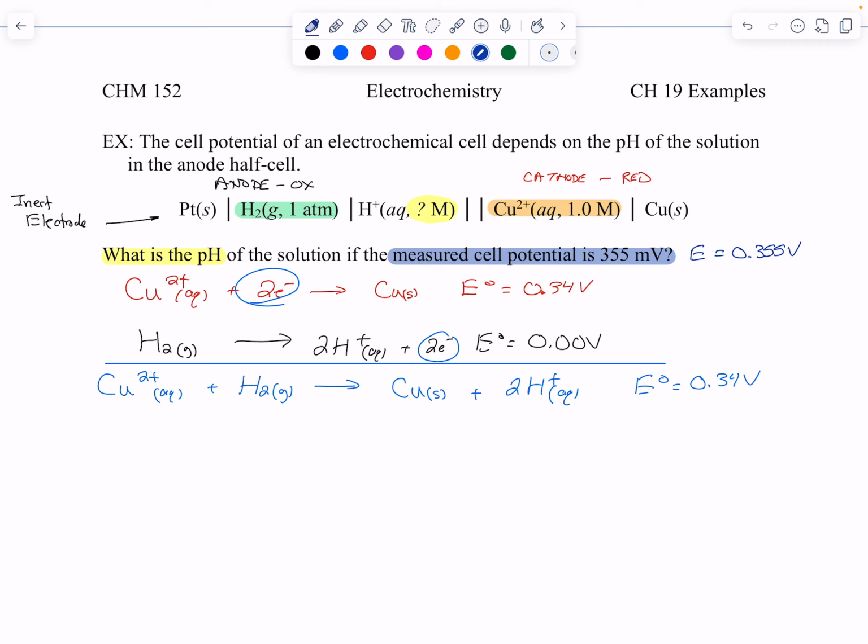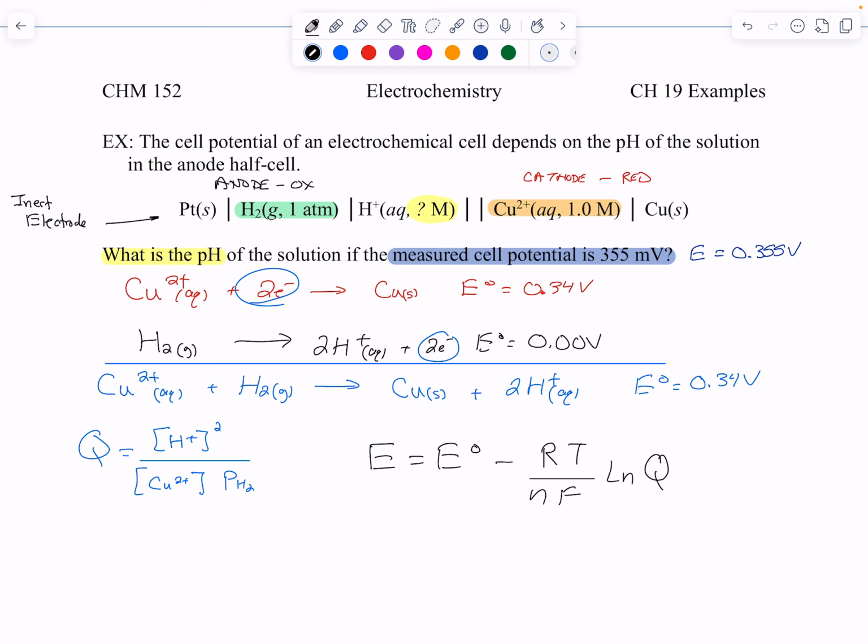Well, what's Q? Let's do Q. Our reaction quotient would be equal to what? The concentration of H+ squared all over what? Well, it looks like the concentration of Cu2+ and the pressure of H2 gas. Fun stuff. Nernst equation: E equals E standard minus RT over nF, natural log of Q.